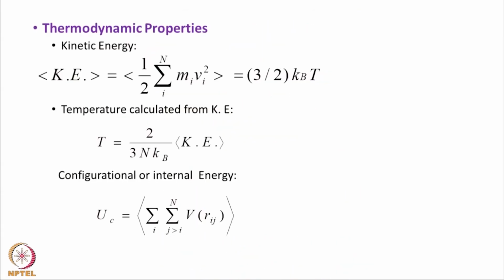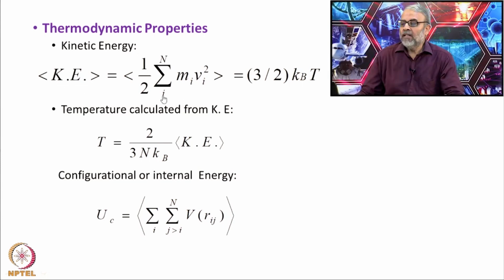Next we want to study thermodynamic properties. What are the thermodynamic properties you want to study? One would be the kinetic energy. Kinetic energy is nothing but the sum over i going from 1 to N of (1/2) mi Vi square. That should be equal to 3 by 2 N kT by the equipartition theorem. So, it allows me to calculate the temperature from calculation of the kinetic energy. Temperature is really obtained by kinetic energy multiplied by 2 divided by 3 N kB.